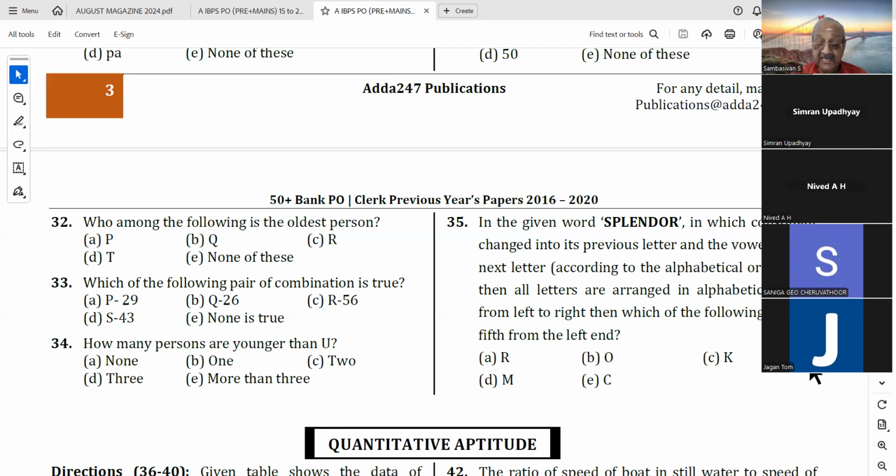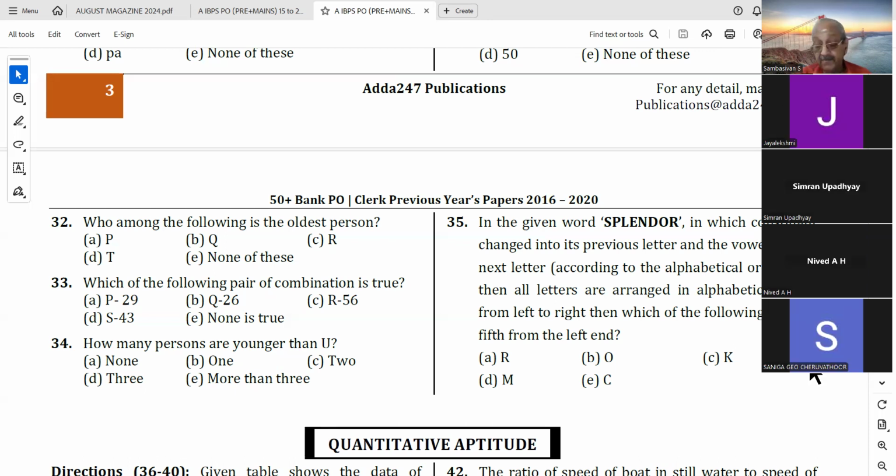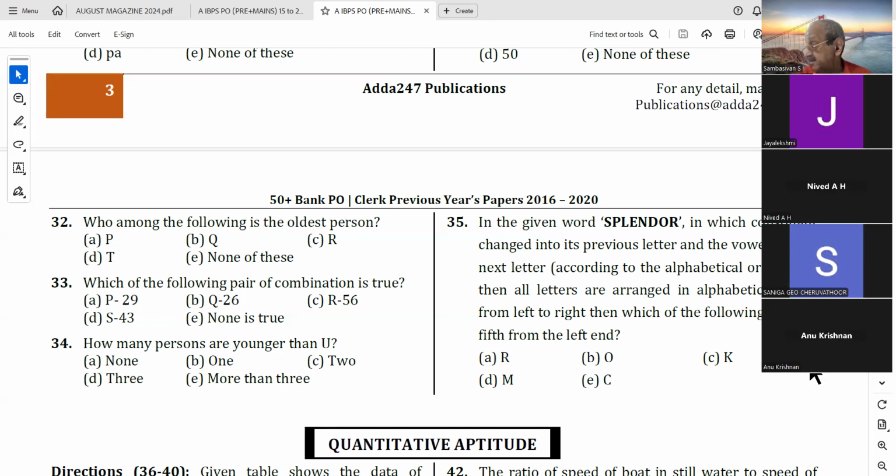Now, this has to be arranged in alphabetical order. A, B, C, D wise, C will come first. Then what will come? F. Correct. Then? K. Correct. Then? M. Correct. Then? O. Correct. P. Correct. Q. Correct. R. Very good. So this is the answer you are getting: C, F, K, M, O, P, Q, R.